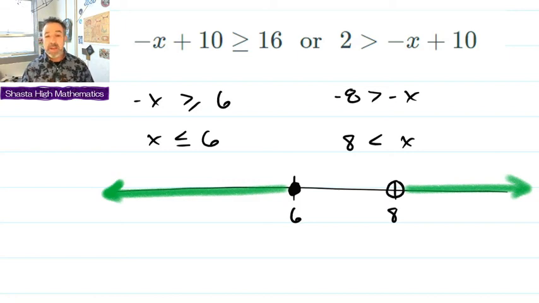However, if I pick a number like 7, neither one of these is going to be true. With an "or" statement, it's either this one or that one, or both, but in the case of 7, neither would be satisfied.